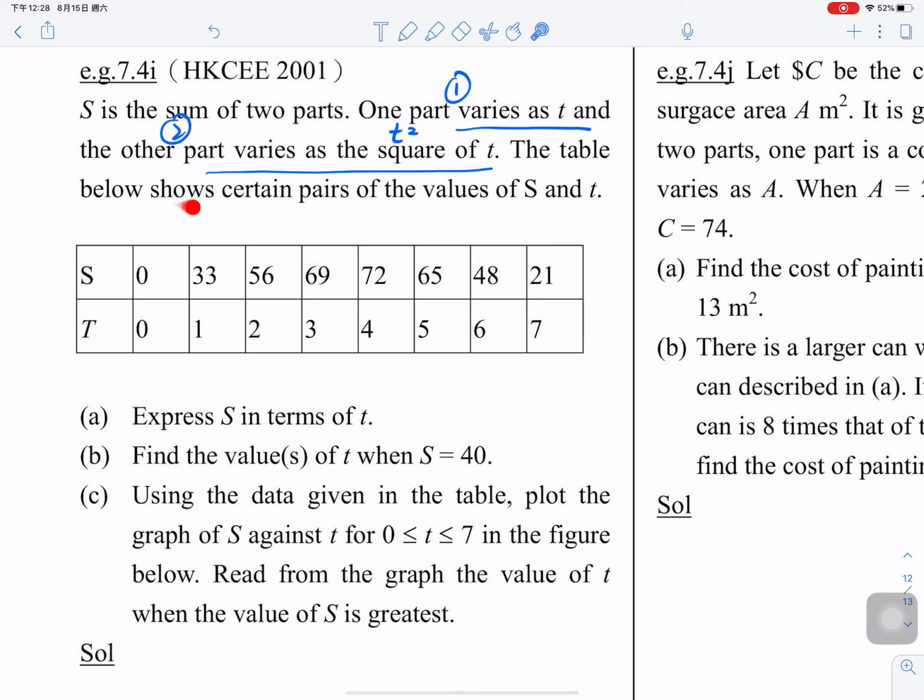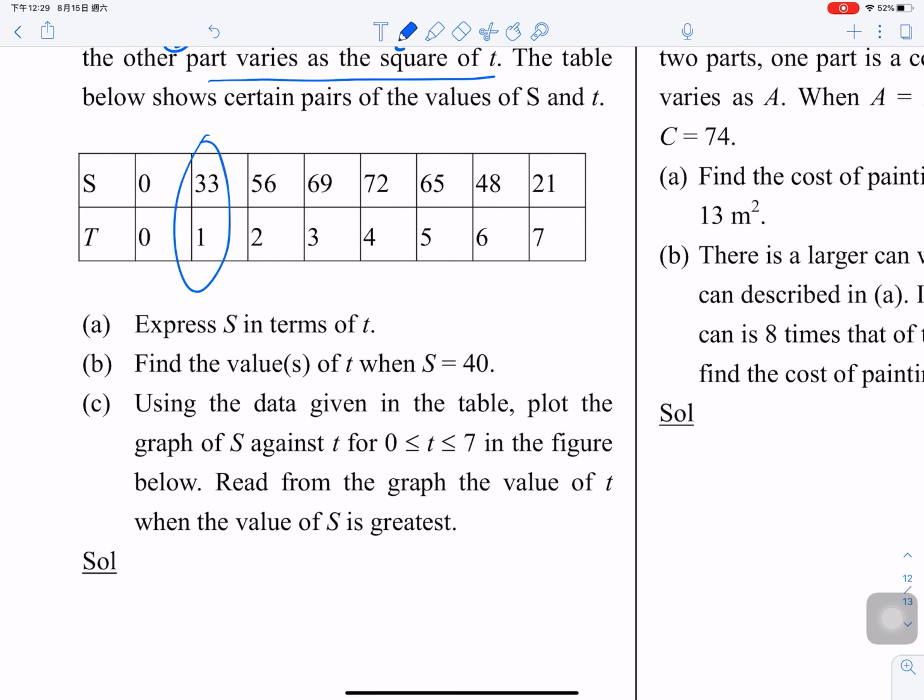The table below shows certain pairs of values of s and t. For example, when t equals 1, s equals 33. When t equals 2, s equals 56. Part A, express s in terms of t. Part B, find the values of t when s equals 40. If you solve part A, I think you can solve part B.